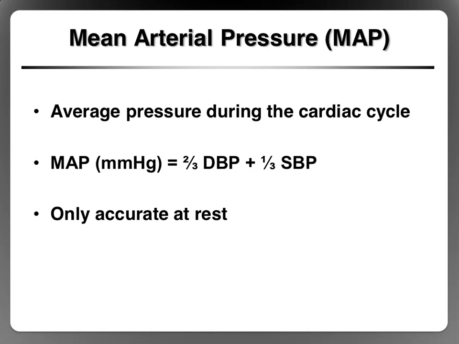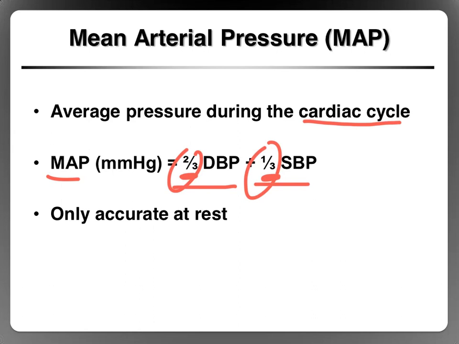Mean arterial pressure is the average pressure during a cardiac cycle. Remember I told you that during a cardiac cycle at rest, 2/3 of the time is spent in diastole and 1/3 in systole. So mean arterial pressure, the average pressure throughout one entire cardiac cycle, is not just a simple average of systolic plus diastolic divided by 2. You have to account for the fact that at rest, 2/3 of the time is in diastole and 1/3 in systole, so the pressure during diastole has a greater effect on mean arterial pressure than the pressure during systole. If you wanted to calculate mean arterial pressure, this is how you would calculate it.